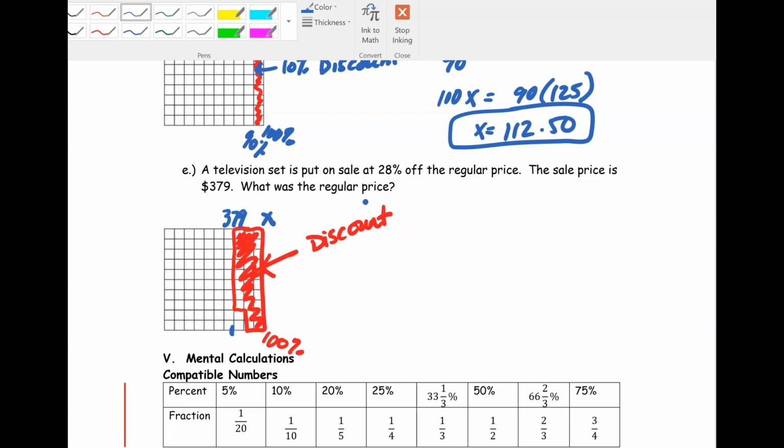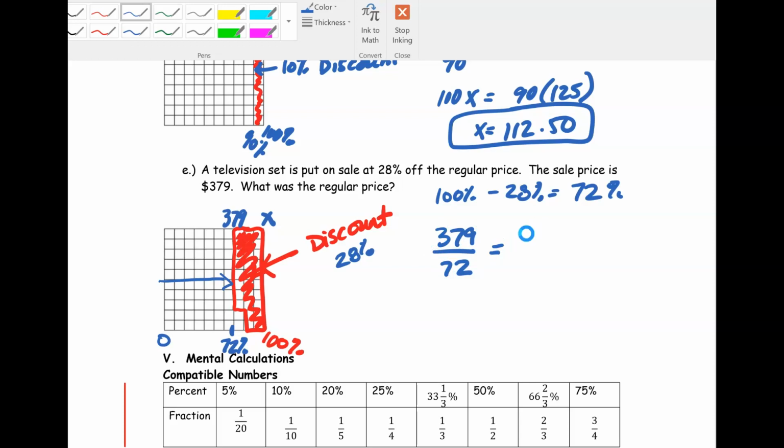So if it's discounted 28%, then what is the percentage starting from 0 that would meet that discount at 28%? And we can basically just take 100% minus 28% and we get 72%. So the person paid $379 at 72%. What is the price that would be equivalent to the 100%?